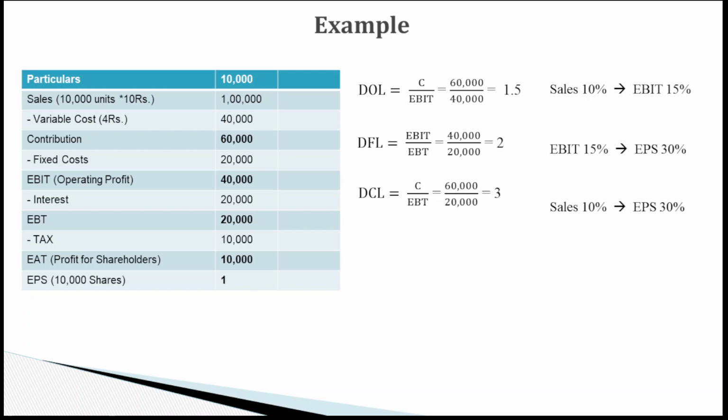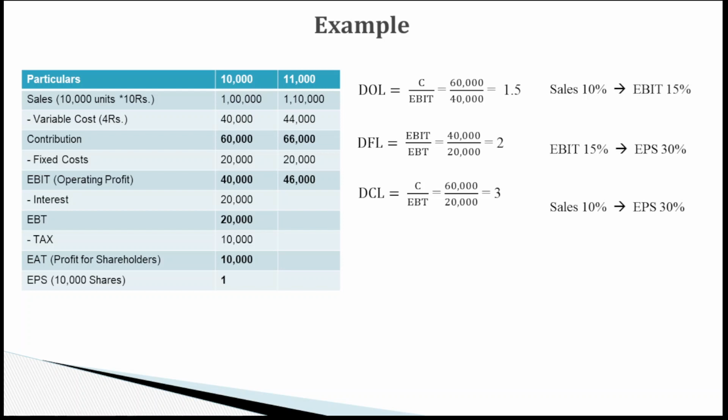10,000 is right now. I will increase by 10%, that is 1,000, it will be 11,000. The sales value will be 1,10,000. The variable cost will be 44,000. So we will get the contribution of 66,000. The fixed cost remains as it is, 20,000, it will remain constant, and our operating profit is 46,000.